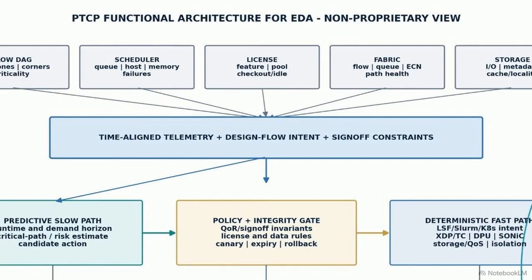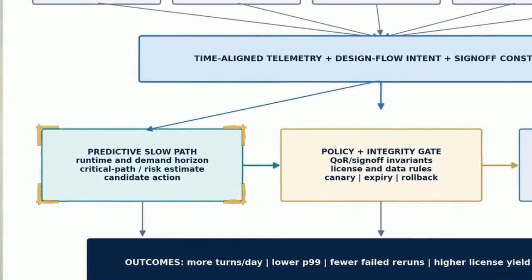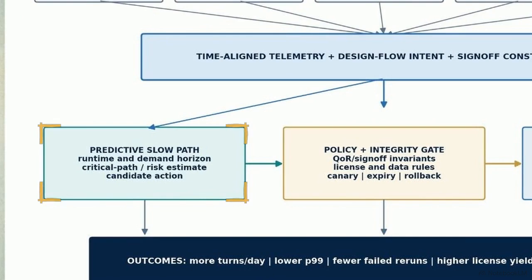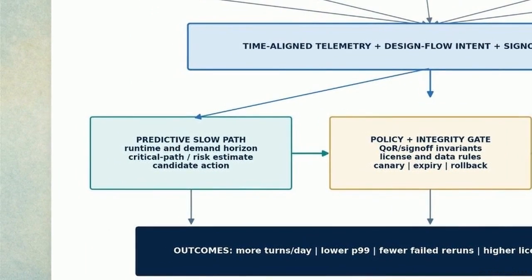Telemetry then flows into the predictive slow path, where the system forecasts resource demand and proposes candidate actions to optimize the workflow. For instance, the slow path might recommend pre-staging a data cache or delay job admission to prevent a metadata storm.